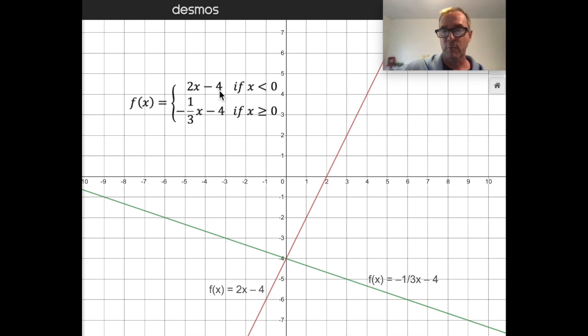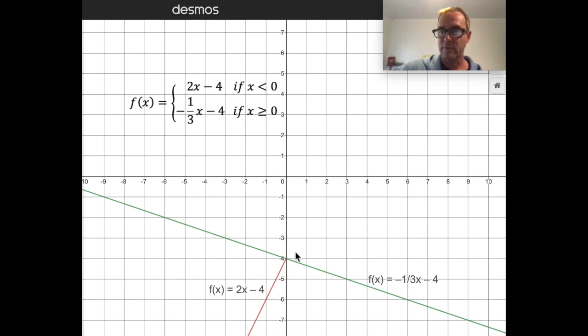The 2x minus 4, remember, was the red line. And what I'm going to do is turn off the whole red line and leave just the part that I'm actually interested in. The 2x minus 4 should only be good if the x values are less than 0.